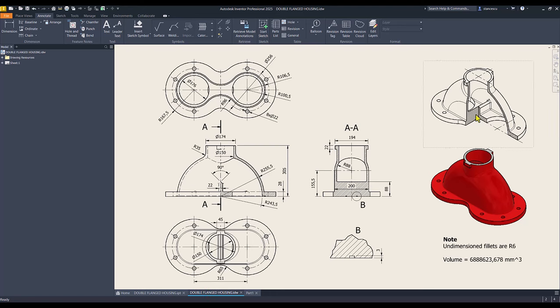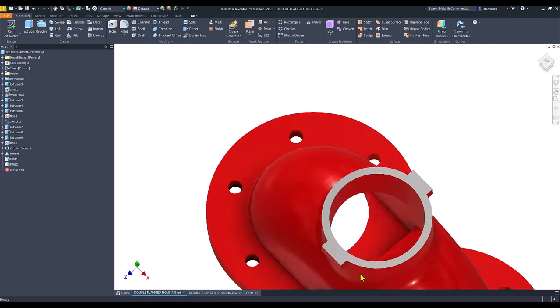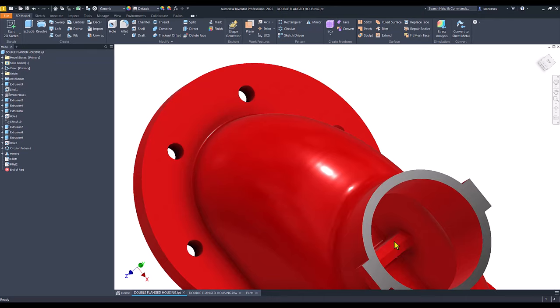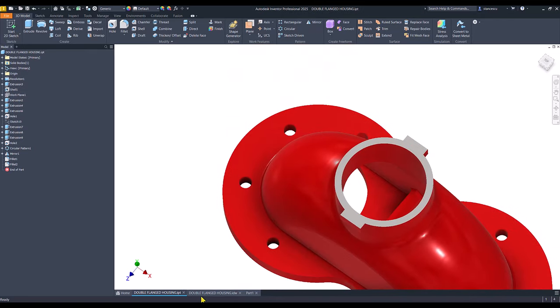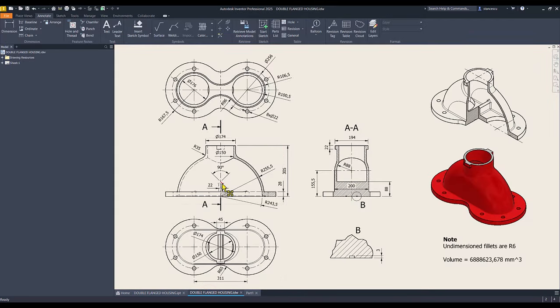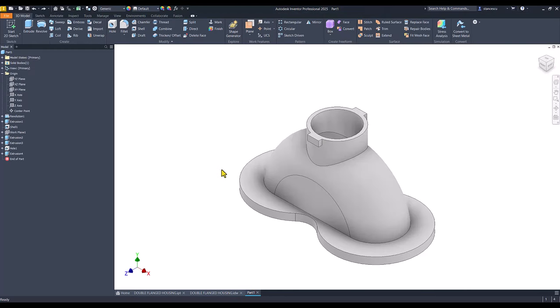Next is this rib. This is a rib, yes. We can see it here. Dimensions are 22, 90 degrees and 88. The plane for the new sketch is XY.